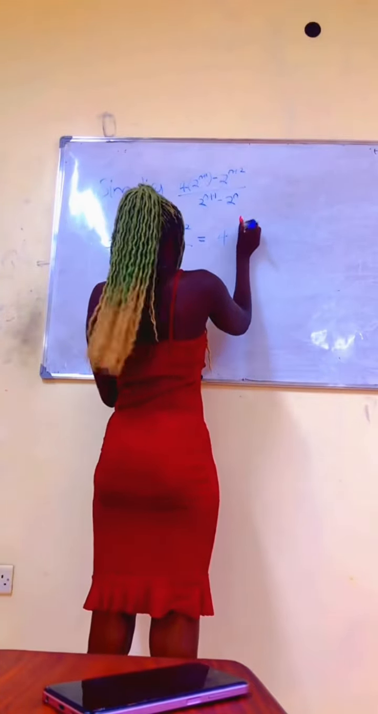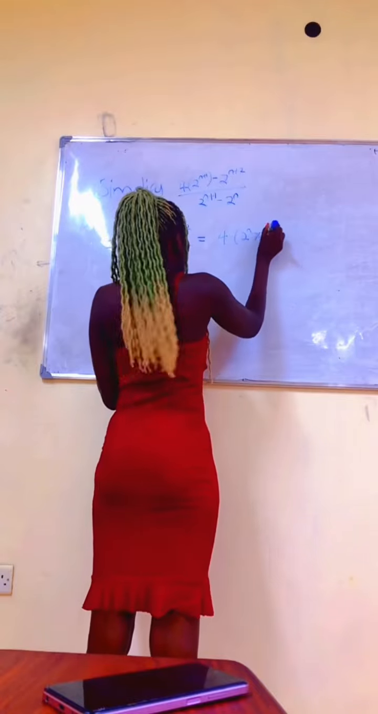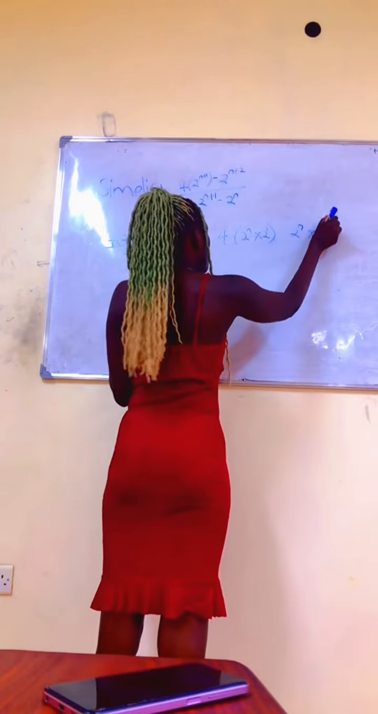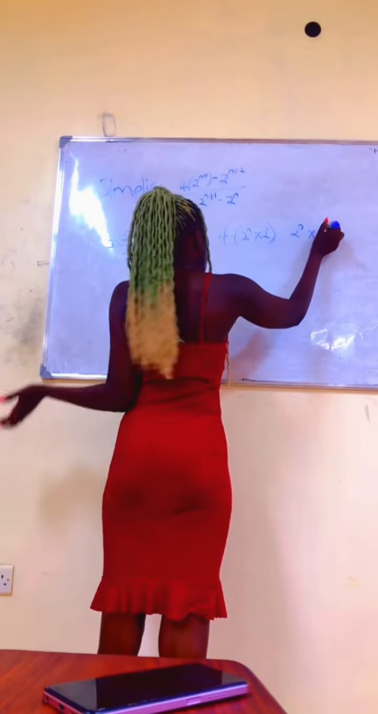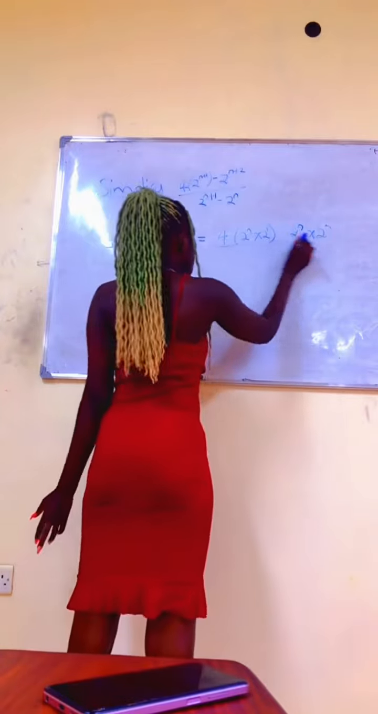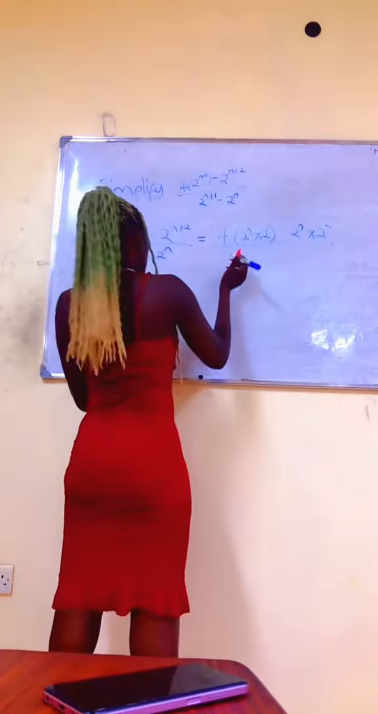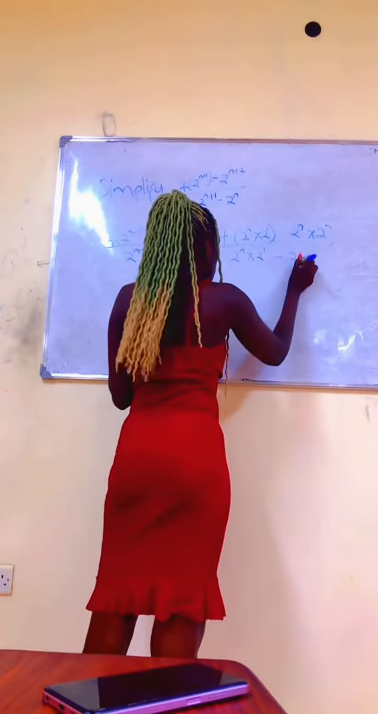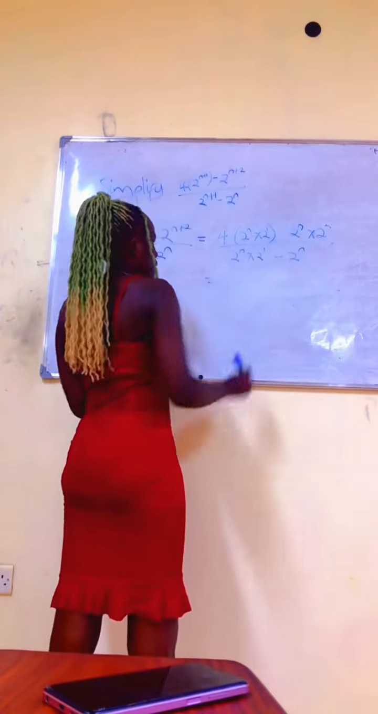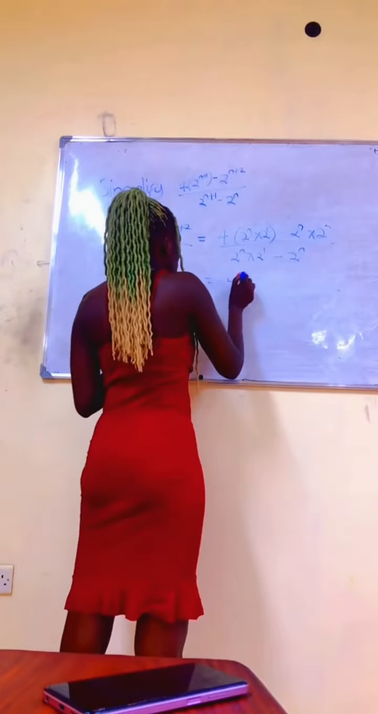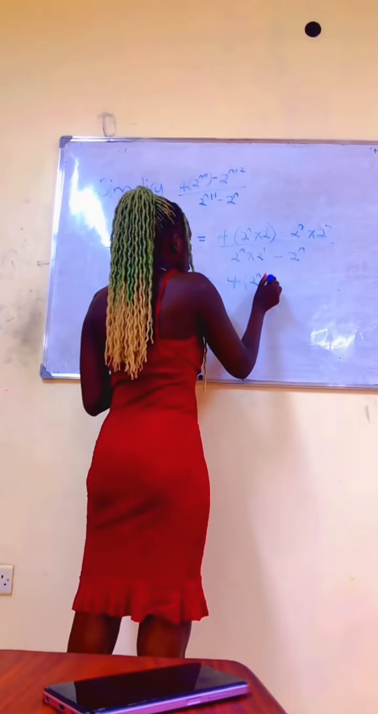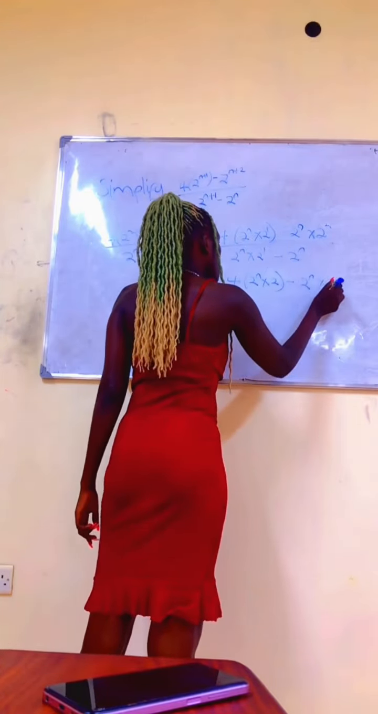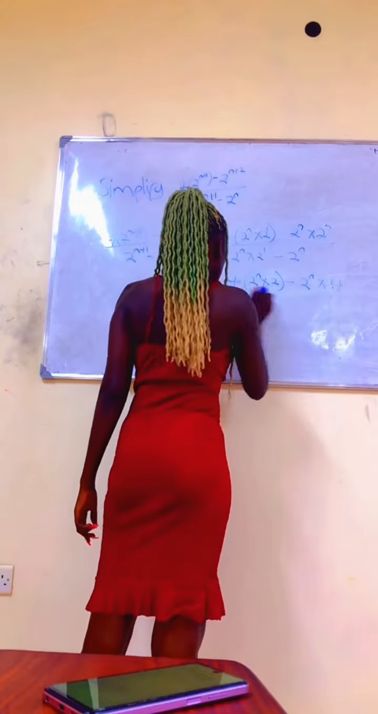We can say 4(2^n times 2^1). Of course, this is like expanding numbers of the same bases. What do we do here? We multiply, so in this case we expand. 2^(n+1) is the same as 2^n times 2^1, minus 2^(n+2), which is the same as 2^n times 2^2. Also in the denominator we expand: 2^(n+1) is the same as 2^n times 2^1, minus 2^n.